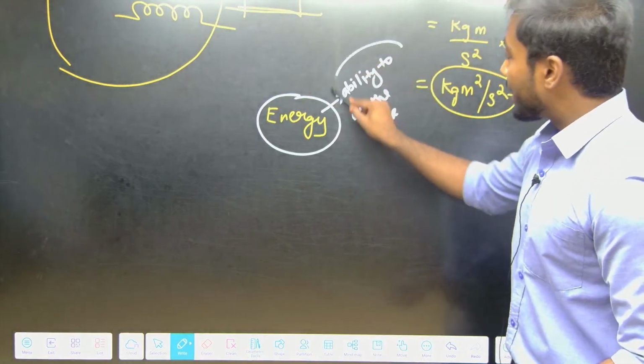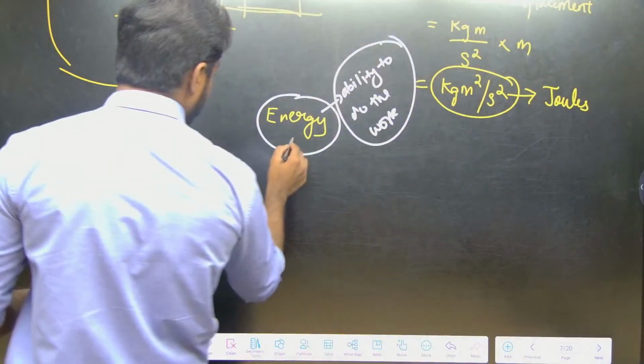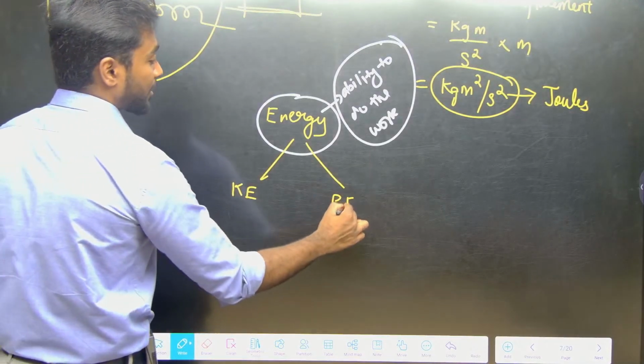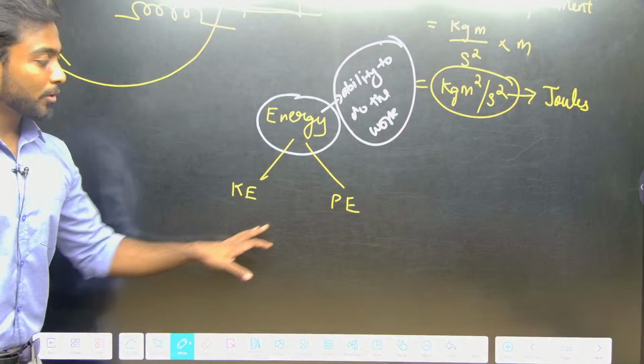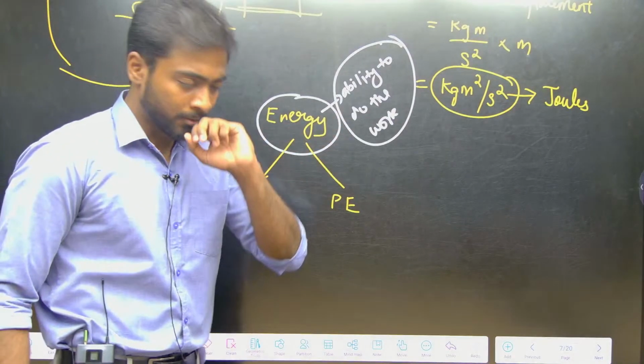So ability to do work is nothing but energy. So this energy has two kinds. One is kinetic energy, one is potential energy. We are talking about these two things in physics, okay, in work, energy and power.